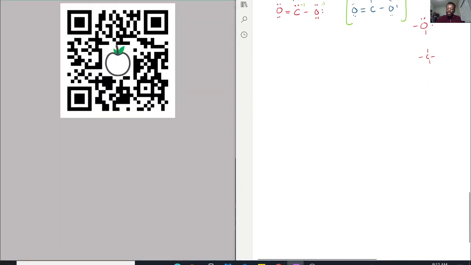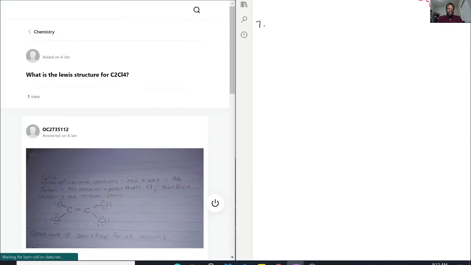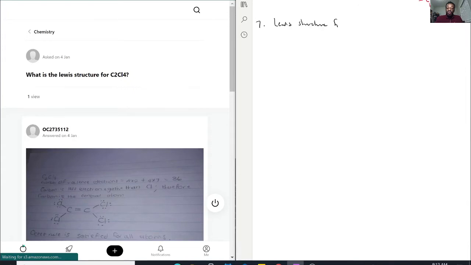So let's move on to question number 7. What is the Lewis structure for C2Cl4? Okay, so for this, once again, we're going to make sure we go over our periodic table. So carbon is on the 14th column. That is 4 valence electrons, but there's 2 of them. So we have 8 electrons it can use from carbon.